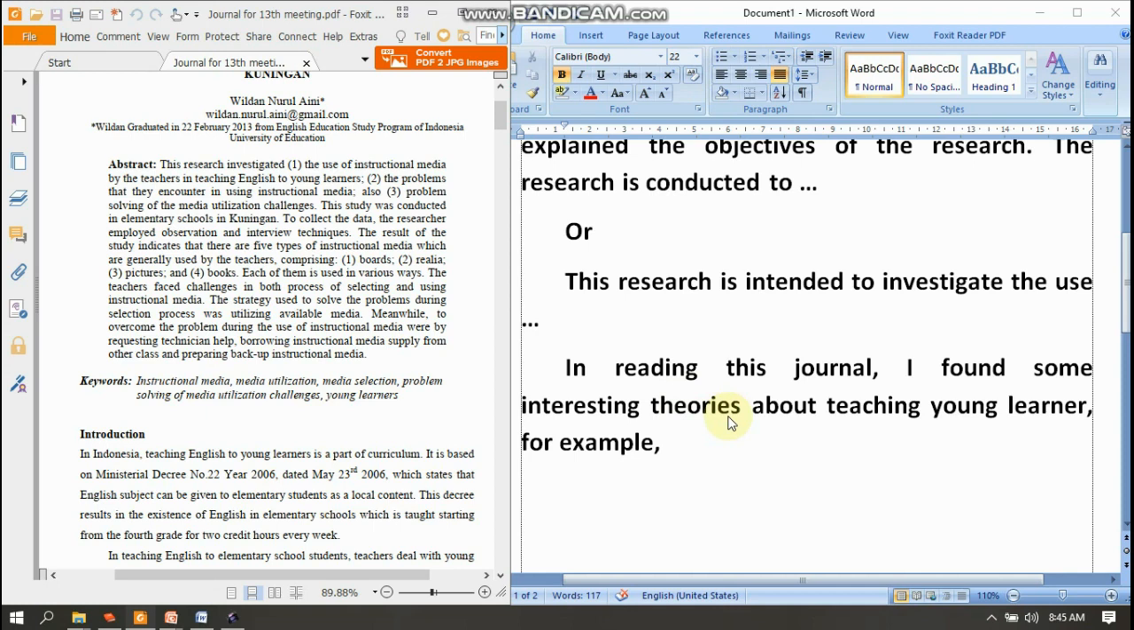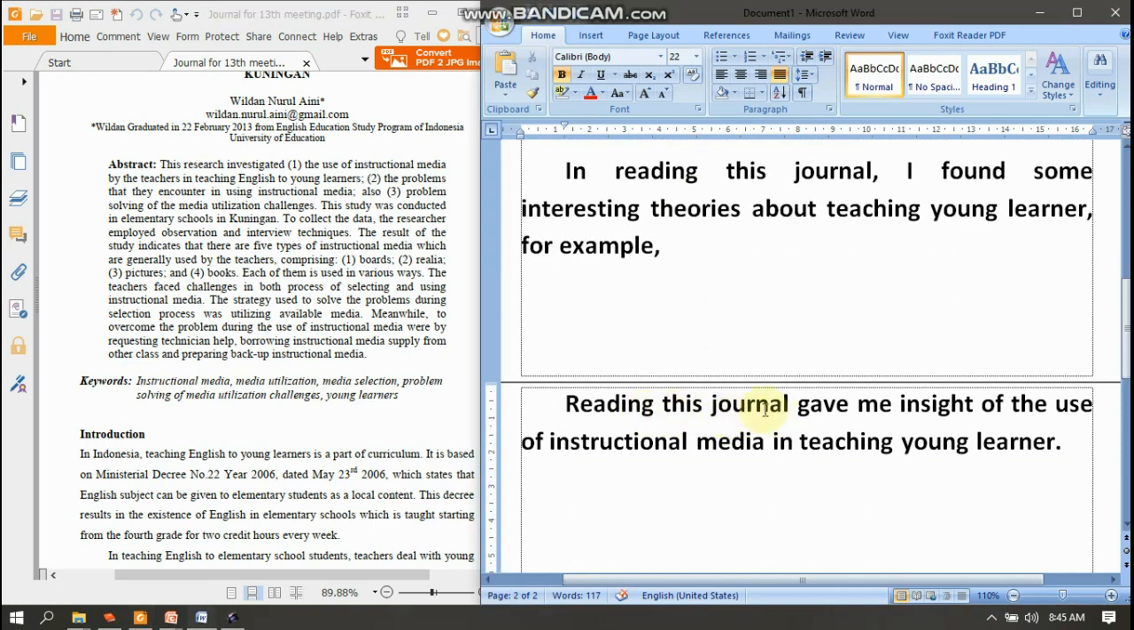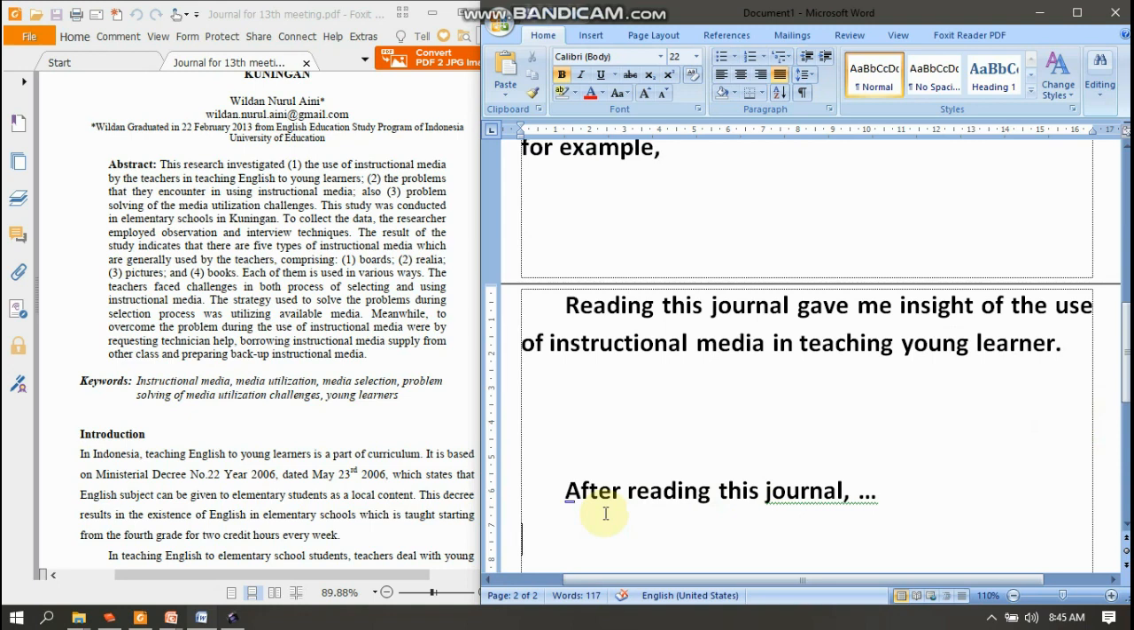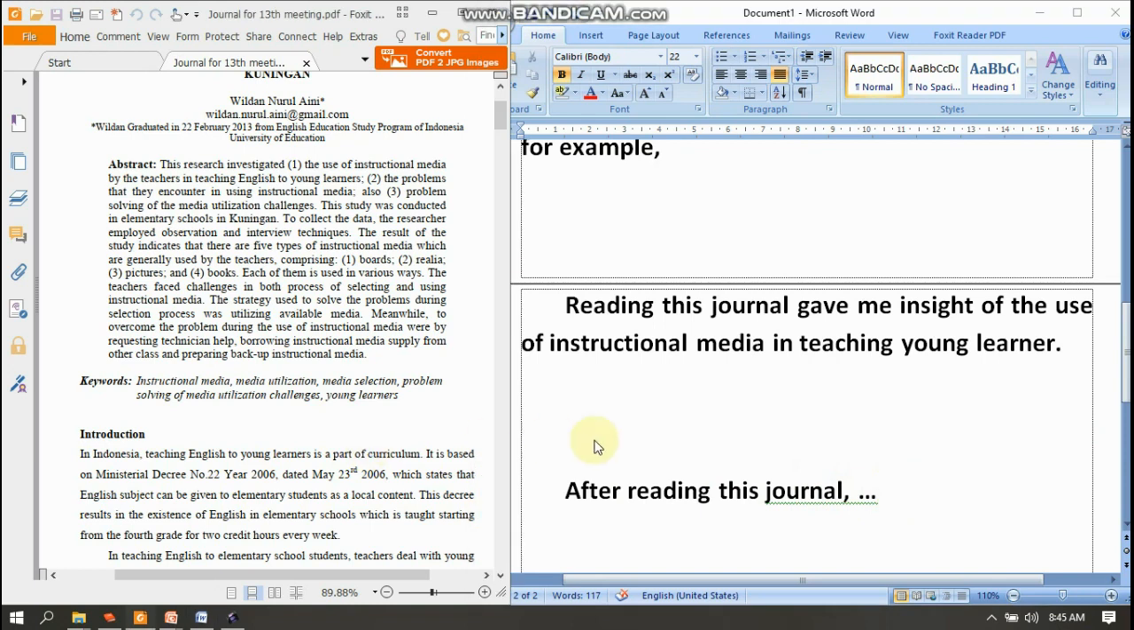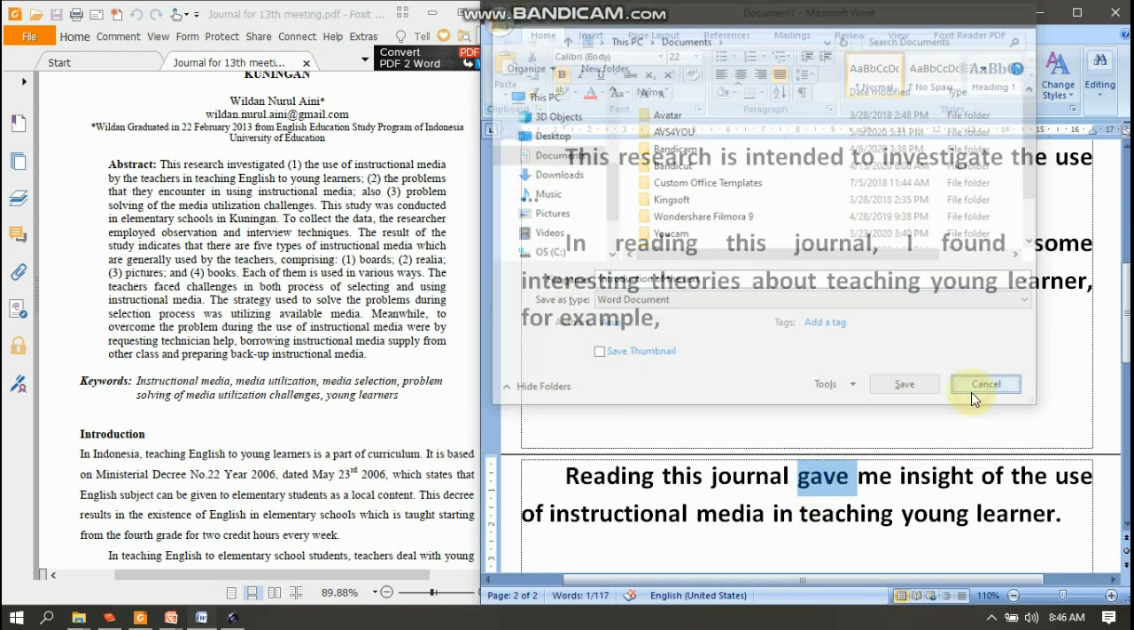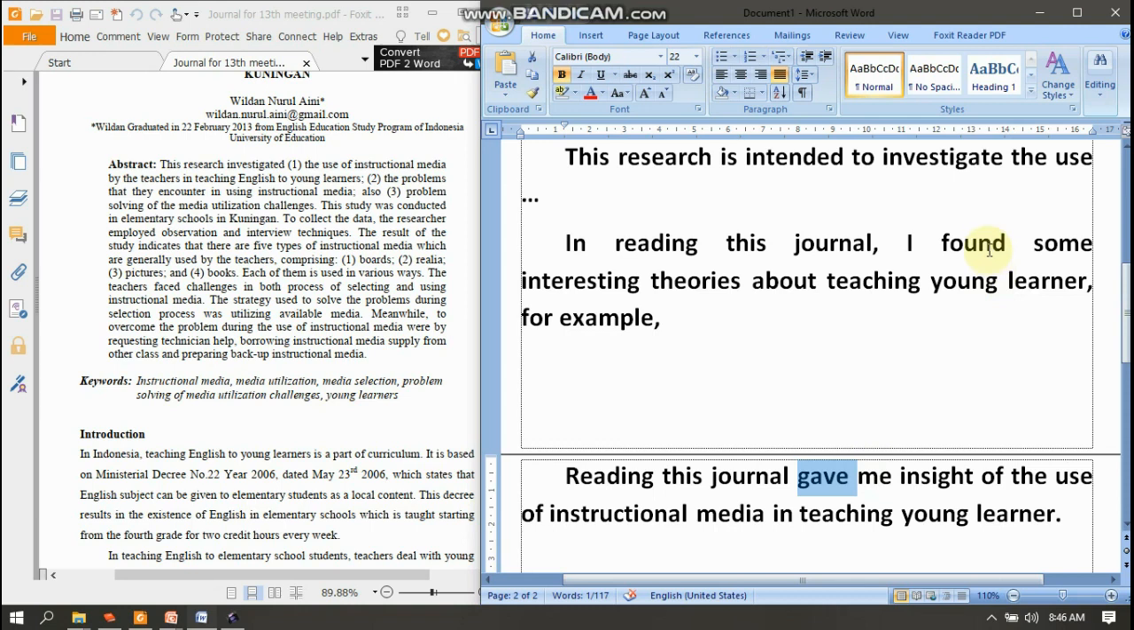Or you can also write, reading this journal gave me insight into the use of instructional media in teaching young learners. Or maybe the other option, the simplest option: after reading this journal, blah blah blah, you write your conclusion here. So this is how we end our summary, okay? By the way, do you know why I use verb 2 in this summary? Food for thought. Try to think about why Miss used verb 2.